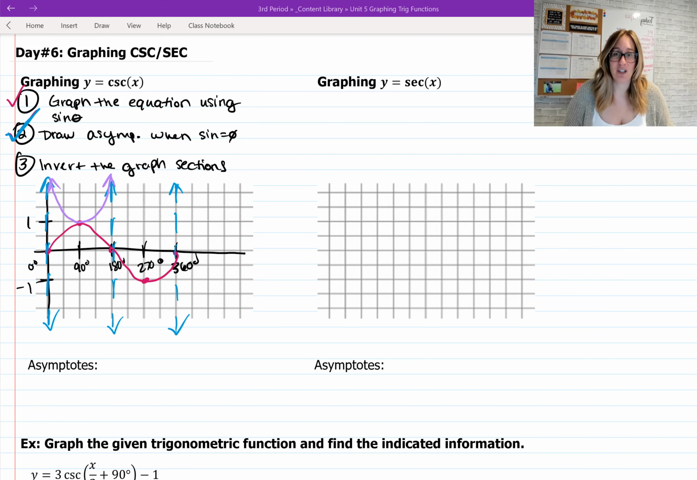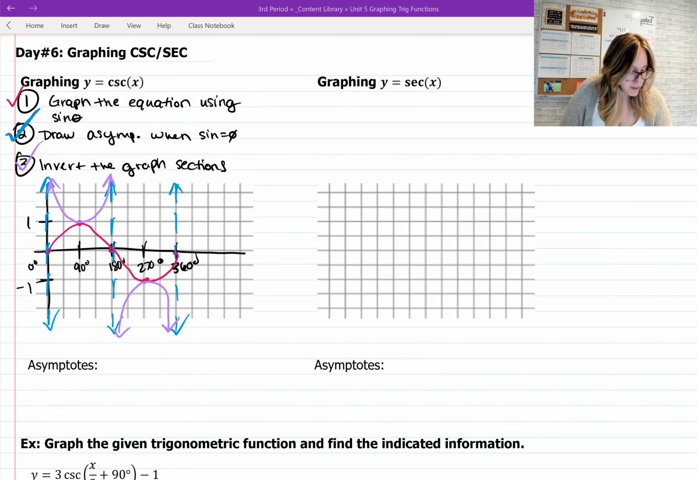We're going to go to the next section of the graph and do the same thing. It is an up facing U. We're going to flip it upside down. There we go. Now we can check this off. Guess what, guys? We're done.